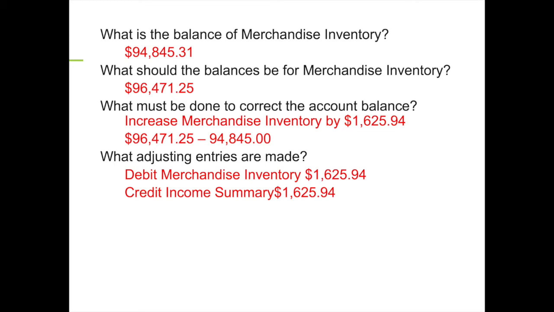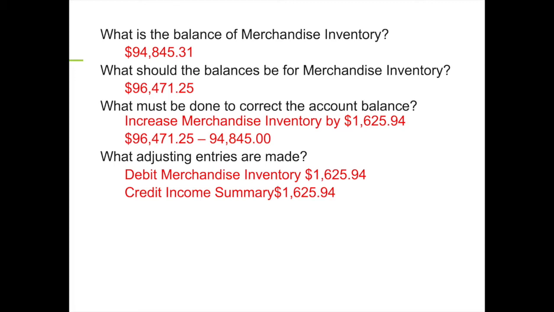Remember, most accounts needing adjustments at the end of the fiscal period have related expense accounts. And again, your expense accounts are temporary accounts. For example, when prepaid insurance is adjusted, insurance expense is a related expense account. Merchandise inventory, however, does not have a related expense account. Therefore, income summary, also a temporary account, is used to adjust merchandise inventory at the end of the fiscal period.